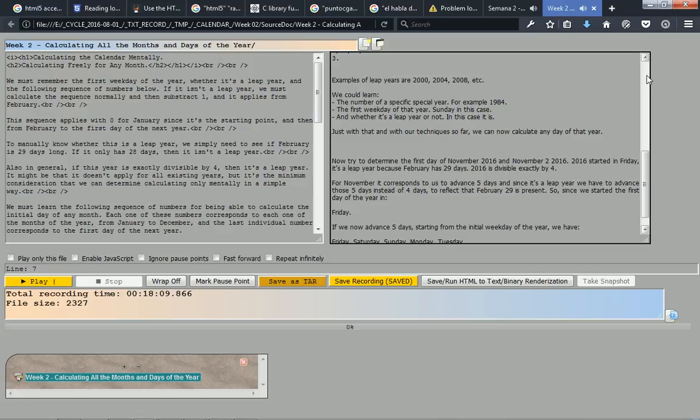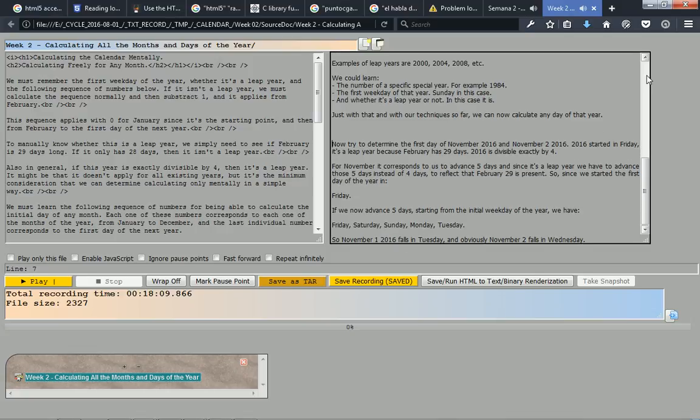Examples of leap years are 2000, 2004, 2008, etc. We could learn the number of a specific special year. For example, 1984, the first weekday of that year: Sunday in this case. And whether it's a leap year or not. In this case it is. Just with that and with our techniques so far, we can now calculate any day of that year.